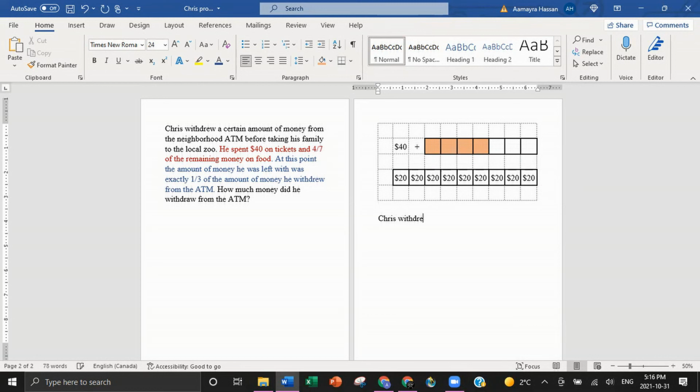Chris withdrew $180 from the ATM. And we have finished this question.